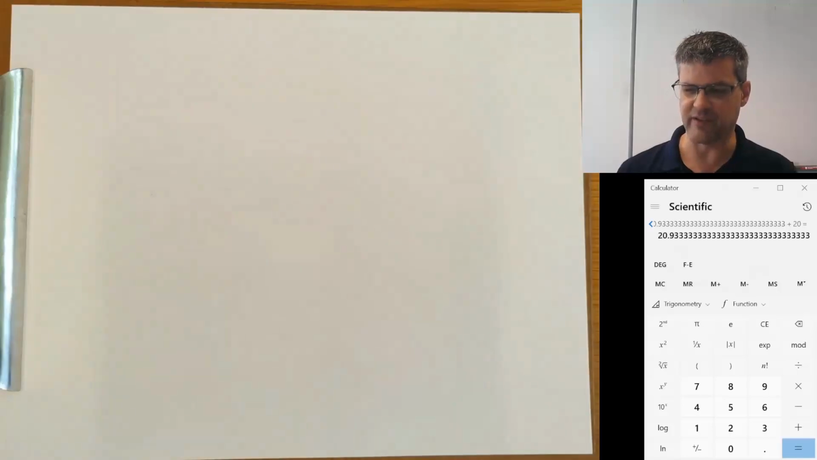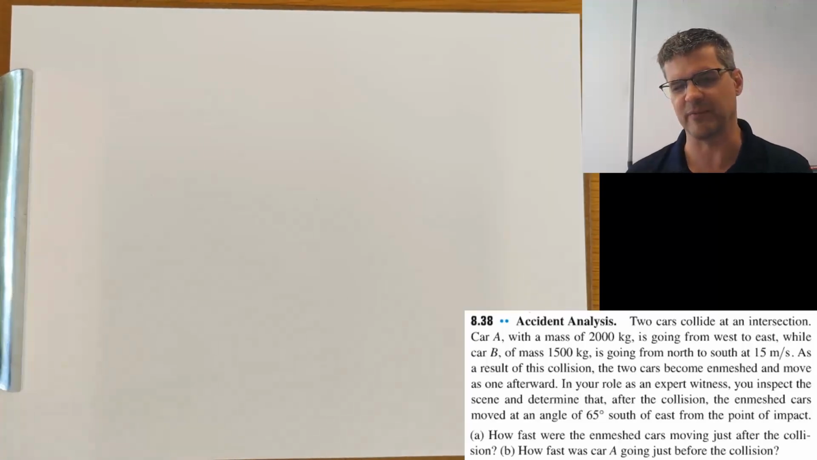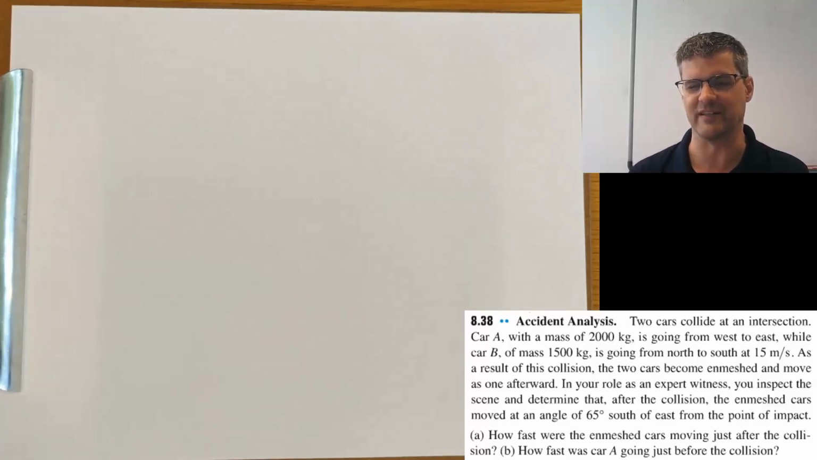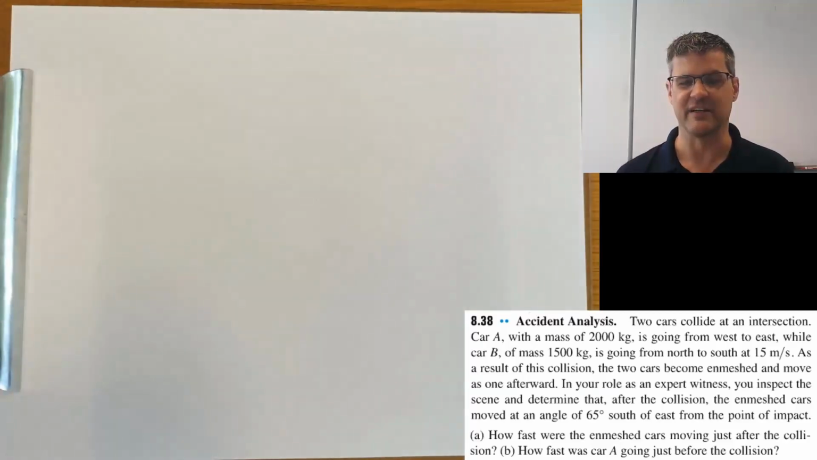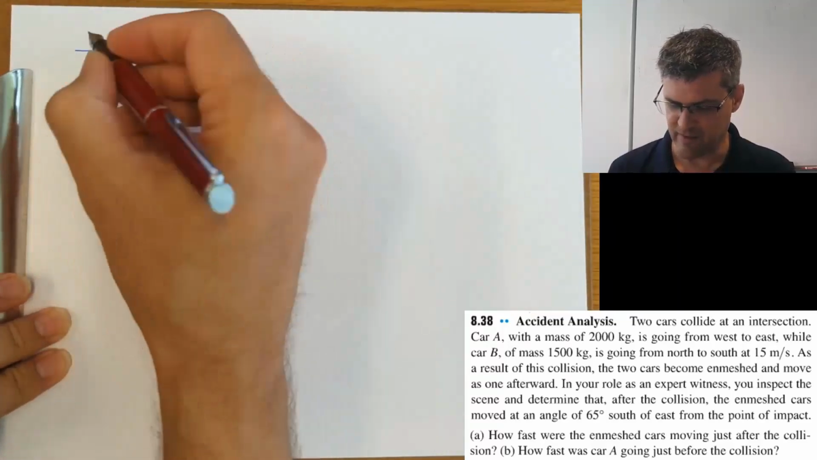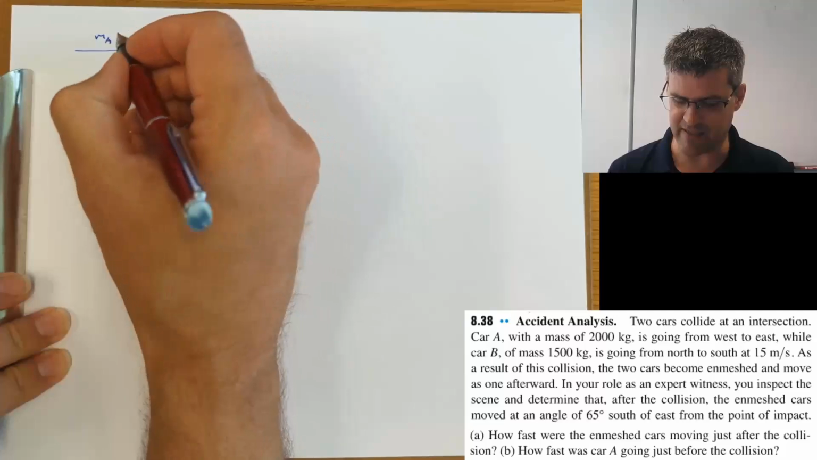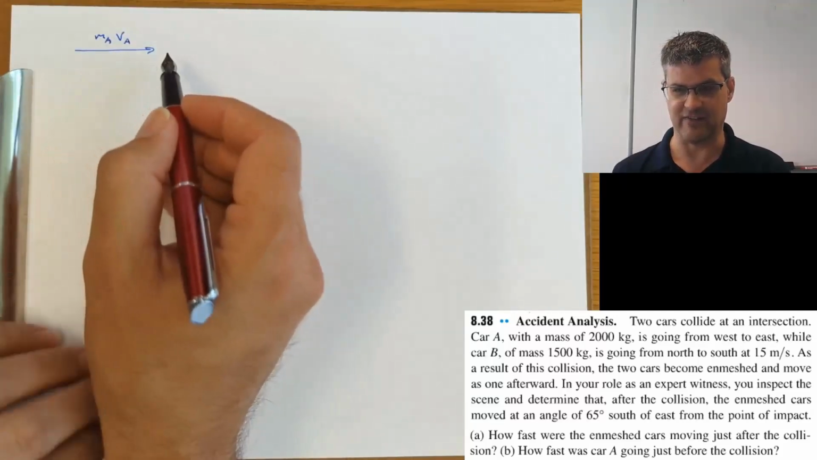What's another thing that we could look at? I wanted to do a quick example of using some graphical techniques. So here in this problem, we have two cars. They collide at some intersection. Car A has a particular mass going from west to east, while car B of mass 1,500 kilograms is going from north to south at a certain speed. So looking at car A, we have a mass A and a velocity A that looks like this, giving us some momentum.